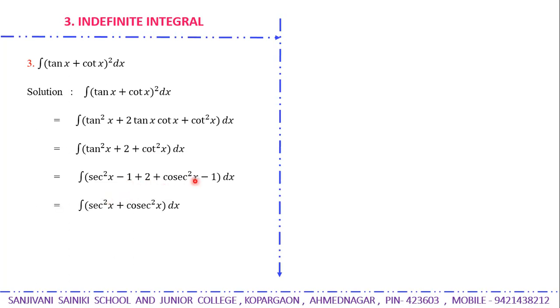Then minus 1, minus 1, minus 2 and plus 2 will cancel each other, and you will get sec square x plus cosec square x into dx. So take the separate integrals: integration of sec square x plus integration of cosec square x. Now the derivative of tan x is sec square x, so the integral of sec square x is tan x. The derivative of cot x is minus cosec square x, so the integral of cosec square x is minus cot x. So this is the integral of the given function.